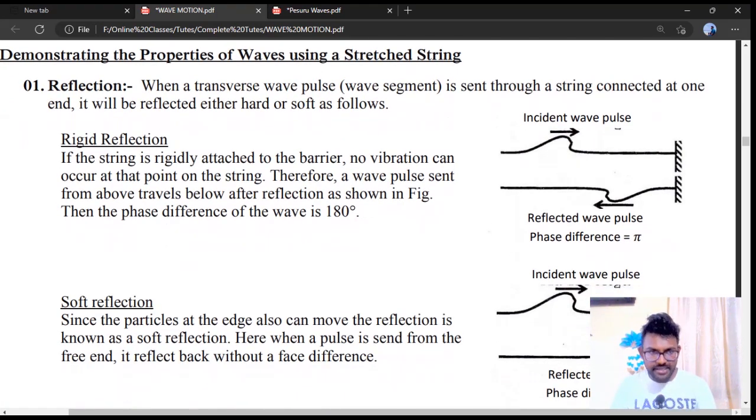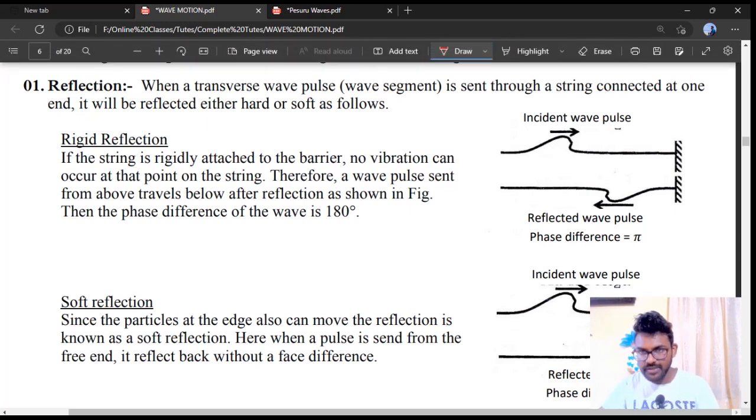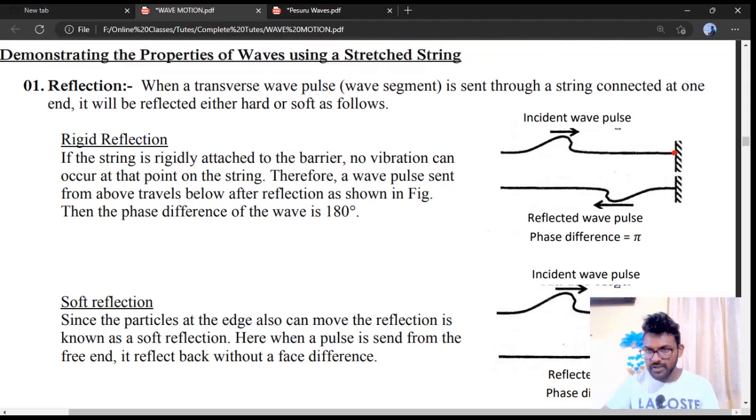So how can we see the rigid reflection? Let's say a string is rigidly attached to a barrier, so no vibration can occur at that point on the string. So let's say you send a pulse. This is called the incident wave pulse. Pulse means just one wave front. You're not continually sending a wave, just one wave that we have sent. So it is going along the wire and comes to this point. Now this point is firmly fixed, rigidly fixed, so that this particle can't move up or down. At the very end, which is the attached point, the particles there can't move up or down.